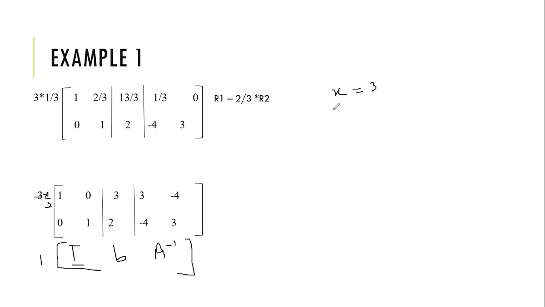x is equal to 3, and then y is equal to what? y is equal to 2. Whilst the inverse of the matrix is what? The inverse of the matrix is 3, -4, and then we have -4 and 3. And we have the determinant of the system, which is the determinant of the matrix A, is equal to 1, which can be verified using other techniques.